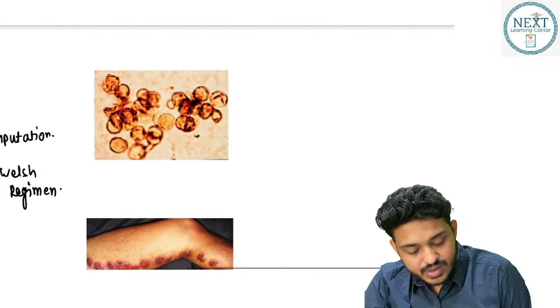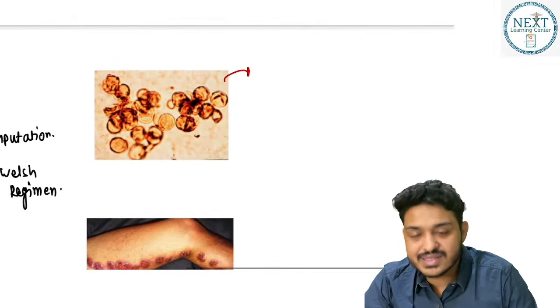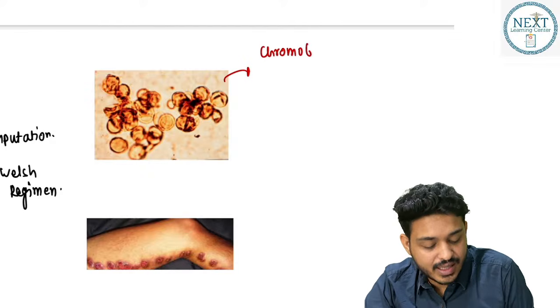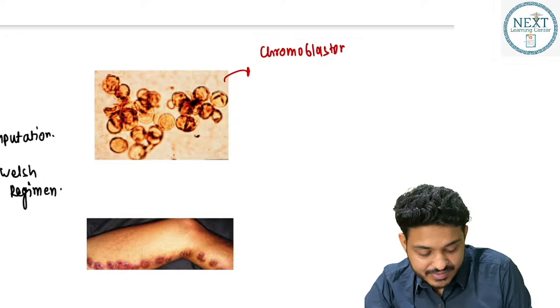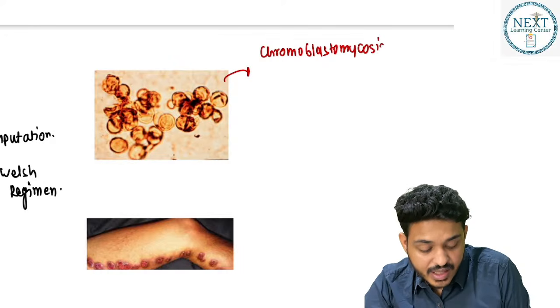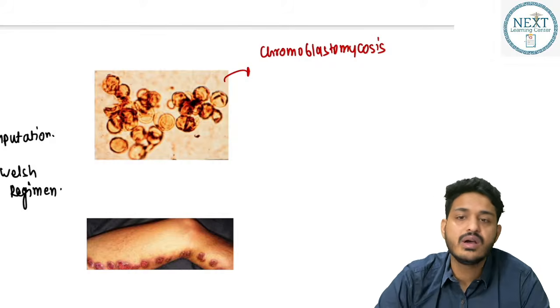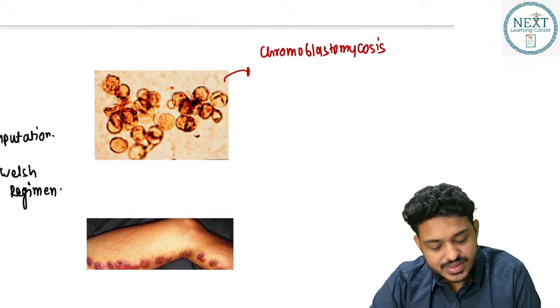Which appearance are you going to appreciate here? This is also known as chromoblastomycosis, beta. Chromo means color, blastomycosis is a fungal infection. So this is going to be a colorful, warty, dermatitious fungal infection that can happen on the foot also, right?